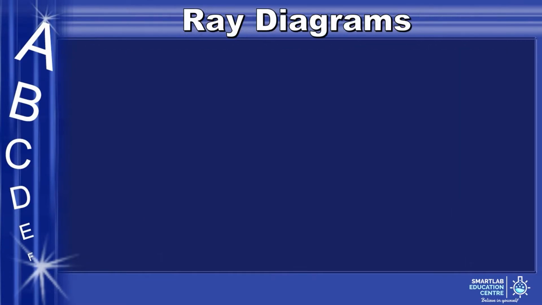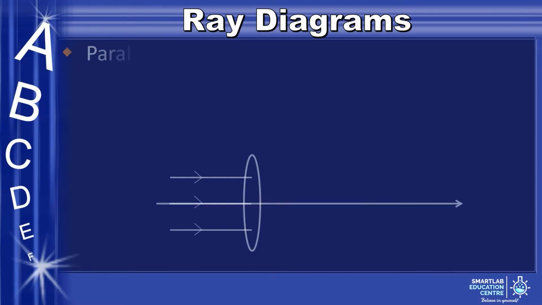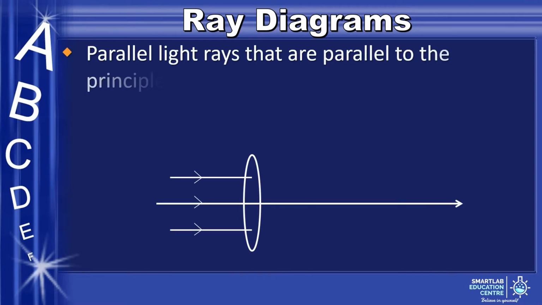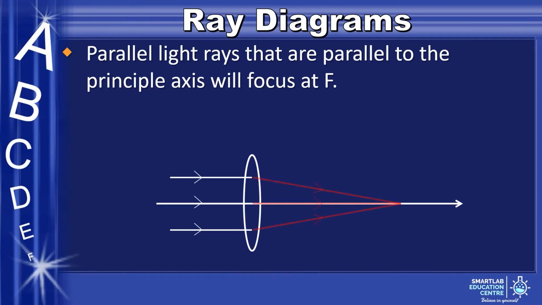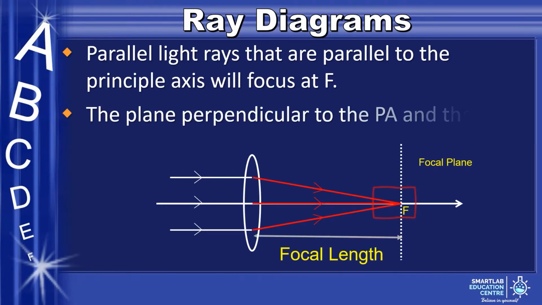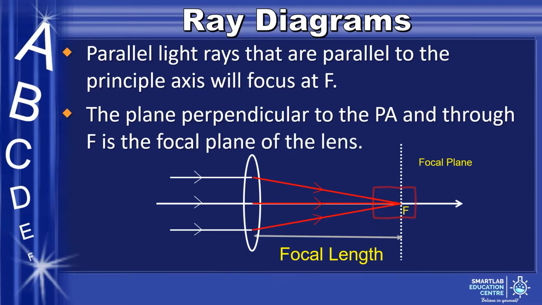Now, let us introduce ray diagrams. Ray diagrams allow us to see how light interacts with the lens. But in order to draw them, there are a few things we have to take note of. When light rays that are parallel to the principal axis pass through the lens, the light rays will focus at a point F. The plane perpendicular to the principal axis, and consisting of point F, is known as the focal plane of the lens.